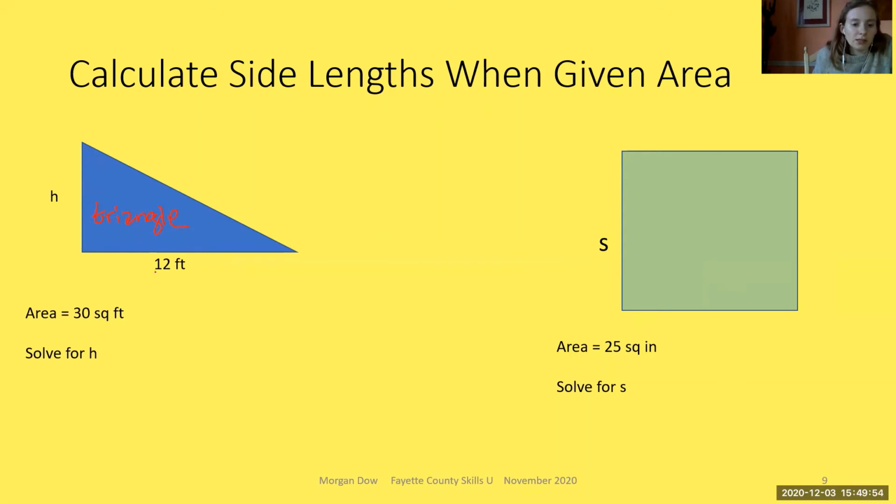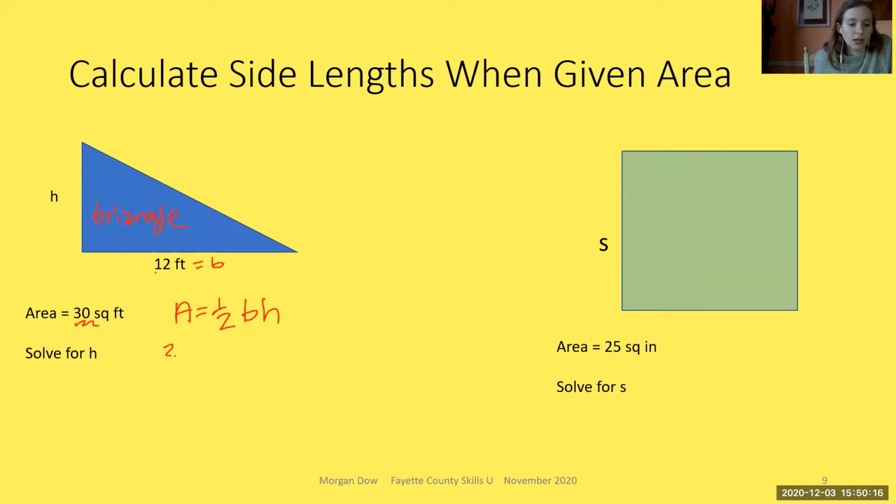So we know the base is 12 feet and the height is missing. We know the area is 30. So I see that this is a problem involving area of a triangle. First thing I'm going to do, I'm just going to go ahead and write down my formula. And now I'm going to start filling in the information I know.